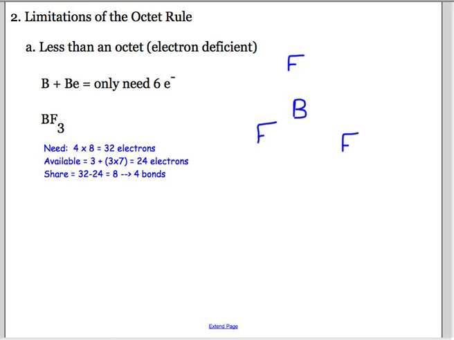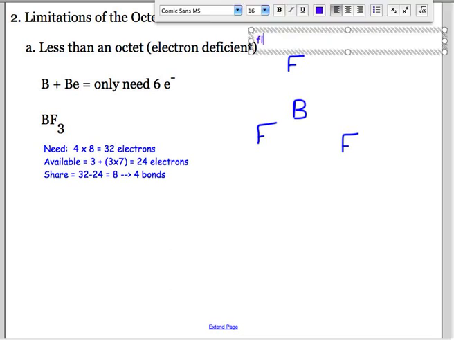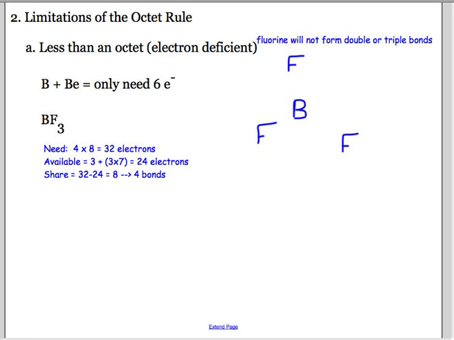a double bond on one of the fluorines. And one of the rules of bonding is that fluorine will not form double or triple bonds. He's the most electronegative element, and he will not allow this. So you may want to give yourself a little note: fluorine will not form double or triple bonds. So basically fluorine kind of gives an ultimatum and says, okay, boron, I will bond with you, but I'm not going to do double bonds.